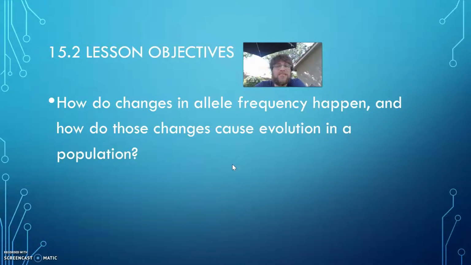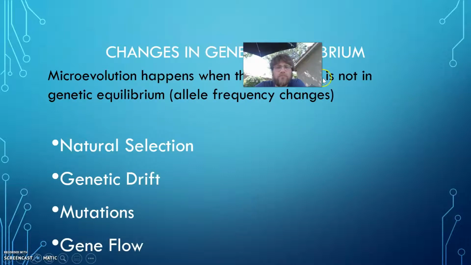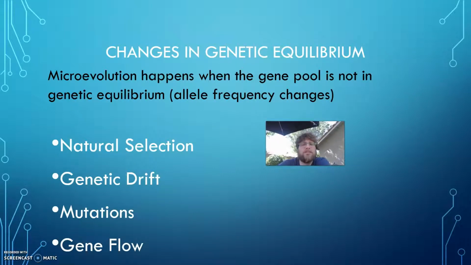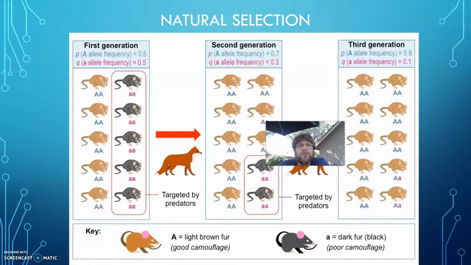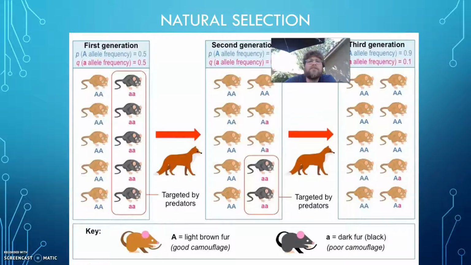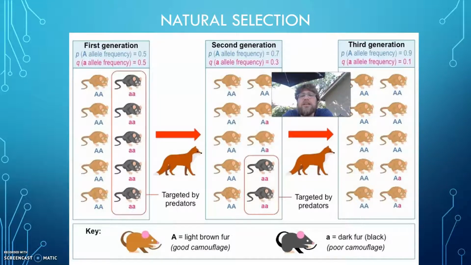Okay, today in this video, I'm going to look at how you get changes in allele frequency. And there are 4 ways that you can change the genetic equilibrium. You can change allele frequency and cause microevolution. Okay? Now, 1, natural selection. 2, genetic drift. 3, mutations. And 4, gene flow.